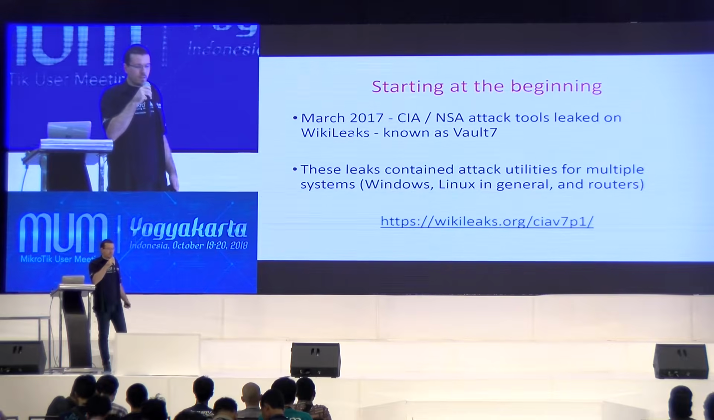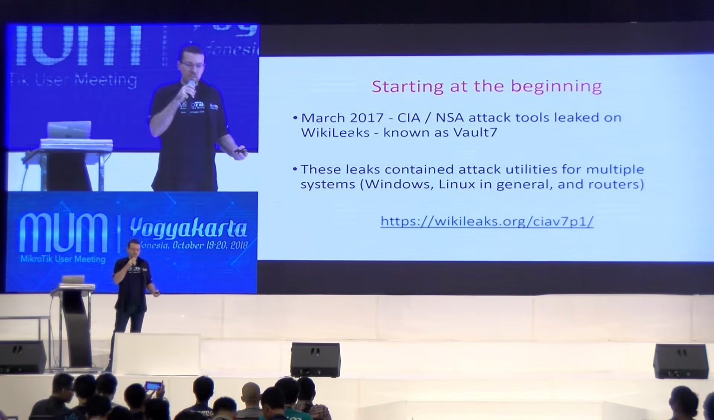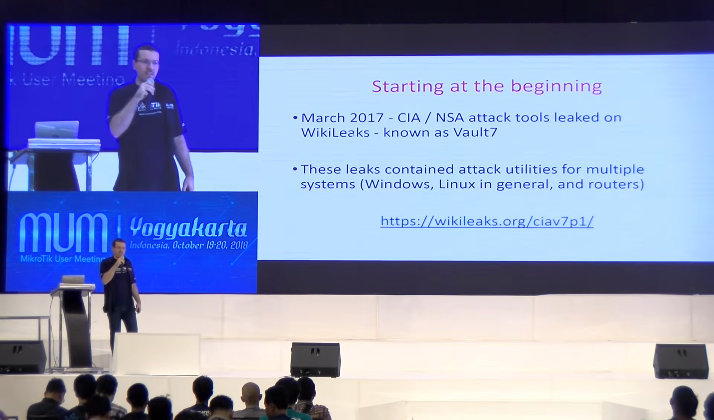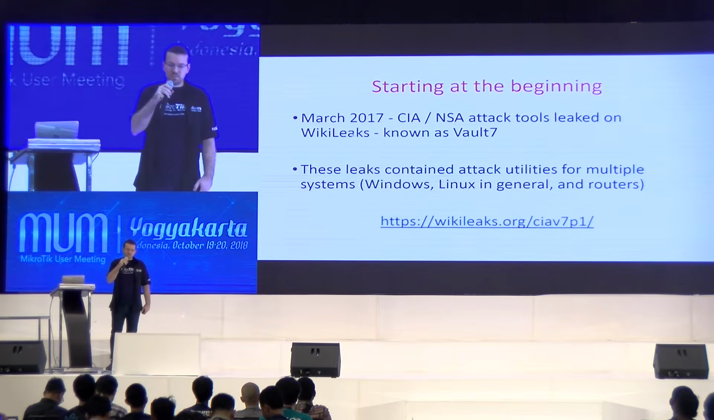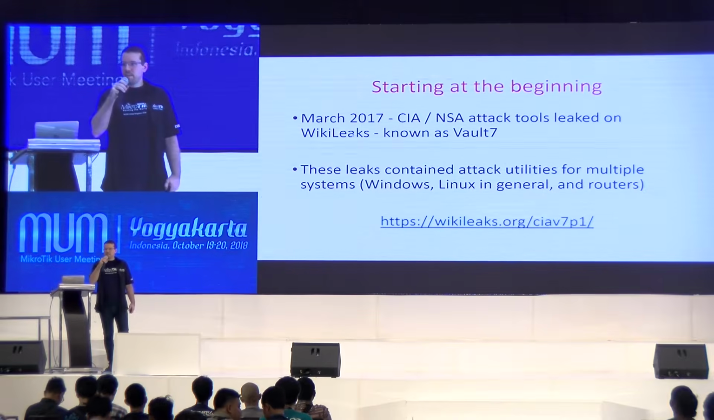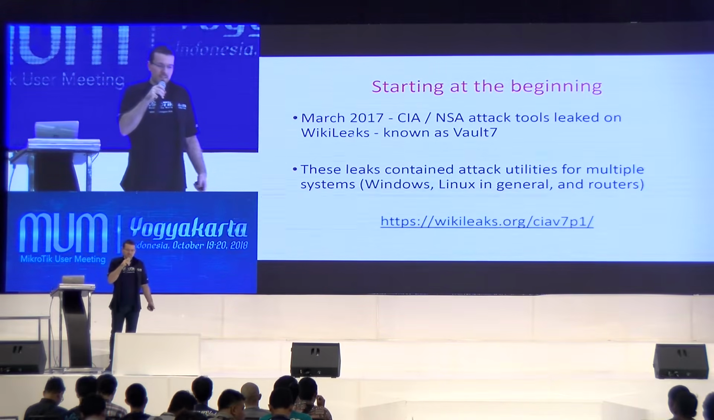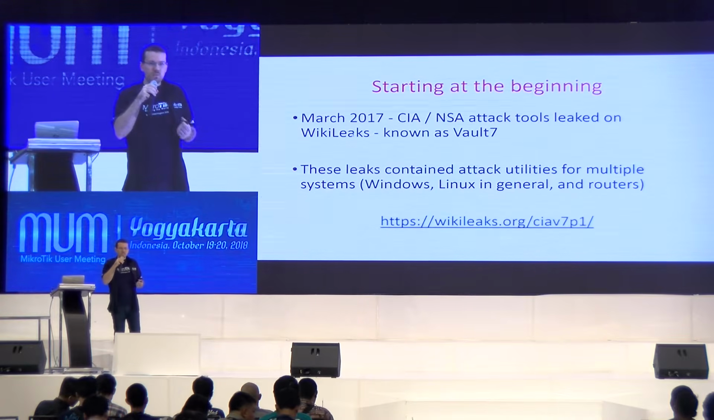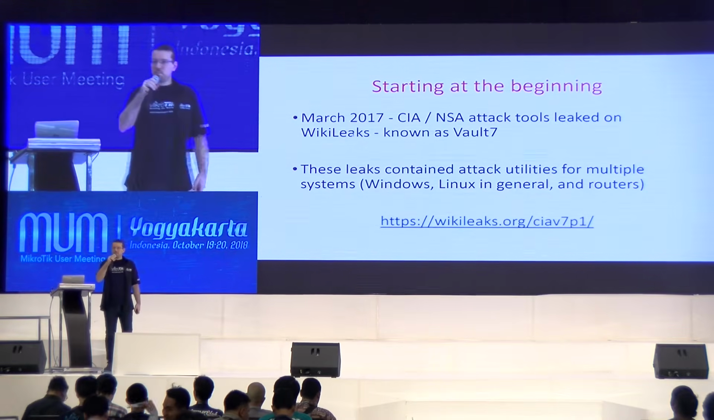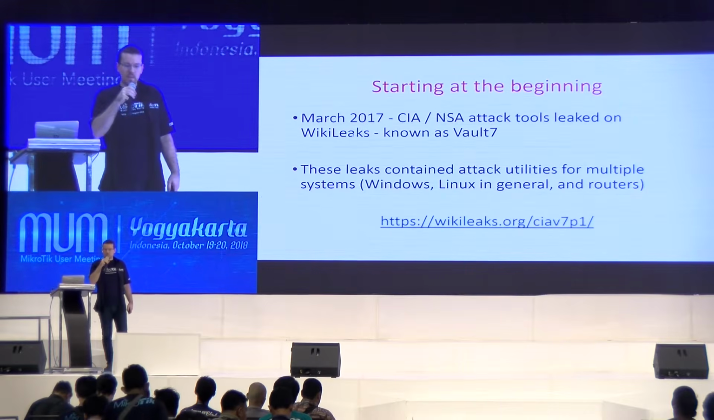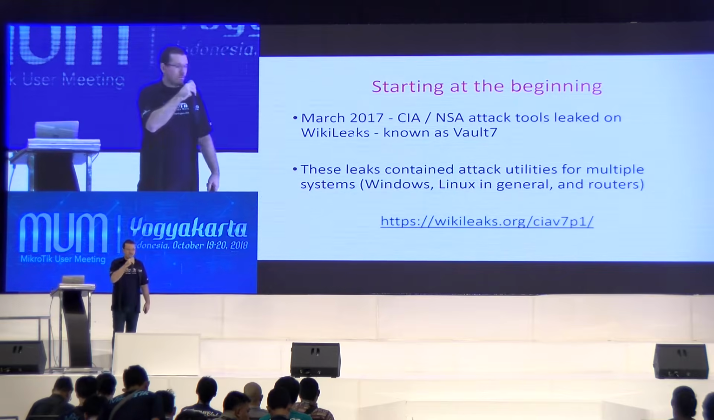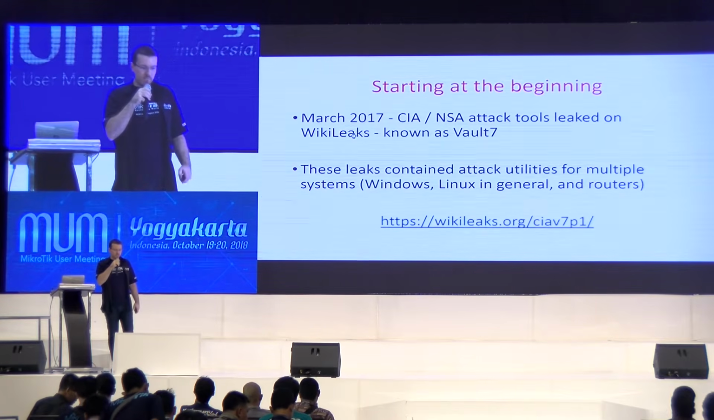So, let's start at the beginning of the story, which is in March 2017, when CIA/NSA attack tools were leaked on WikiLeaks, and this leak is known as Vault 7. These leaks contained attack utilities for multiple systems, for Windows, Linux, Unix, and for many different routers, including Mikrotik. If you want to see more about this, you can check out the WikiLeaks page linked here.